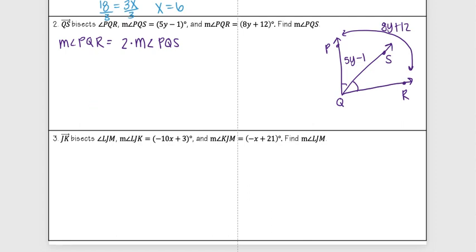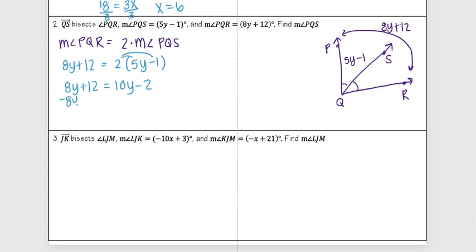And now I'm going to plug in what I know those are. So PQR, I'm told that's 8y plus 12. And that's going to be equal to 2 times the measure of PQS, that's 5y minus 1. And then from here I'm going to solve. So I want to distribute that 2. So I get 10y minus 2.